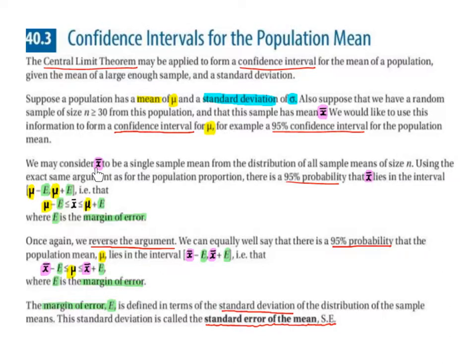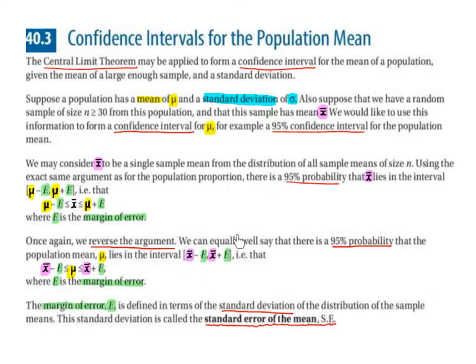We may consider x bar to be a single sample mean from the distribution of all sample means of size n. Using the exact same argument as for the population proportion, there is a 95% probability that x bar lies in the interval the mean minus e, comma, the mean plus e, i.e. that x bar is between the mean minus e and the mean plus e, where e is the margin of error. Once again, we reverse the argument.